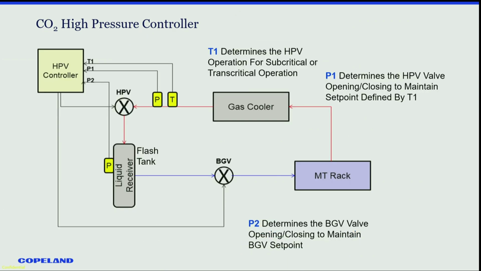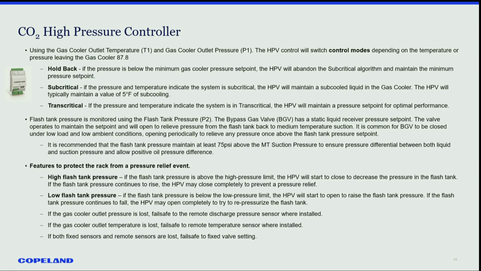And that's just a basic layout. T1 is my temperature 1 at the outlet of the gas cooler, the one I talked about being extremely important. P1 is the pressure transducer at the gas cooler outlet feeding our iPro controller. And then P2 is my pressure transducer on the liquid receiver flash tank. And I've talked about some of these things already, so I'm not going to go through that again.